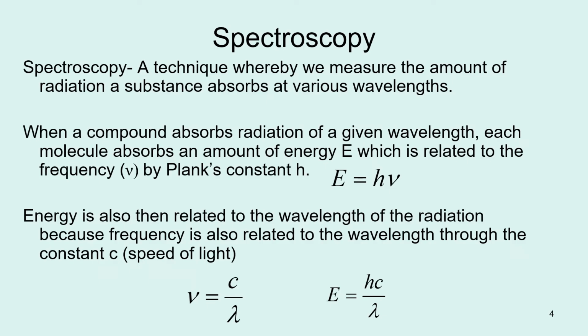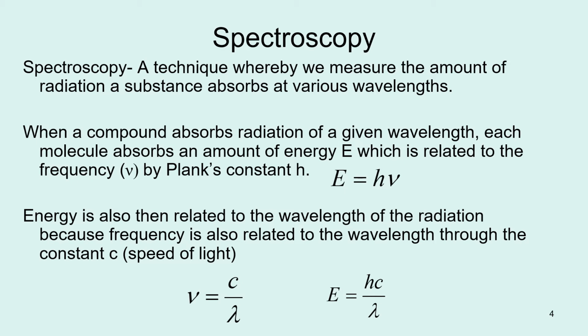All right, and just a few other reminders or definitions. So what is spectroscopy? Spectroscopy is a technique where we measure the amount of radiation a substance absorbs at various wavelengths. So what's happening is you put the substance in and hit it with the radiation. If it absorbs it, then when it comes out the other end, the radiation will have decreased in amount, and that's something we measure. If the amount you put in comes out on the other side, then none of it's been absorbed.